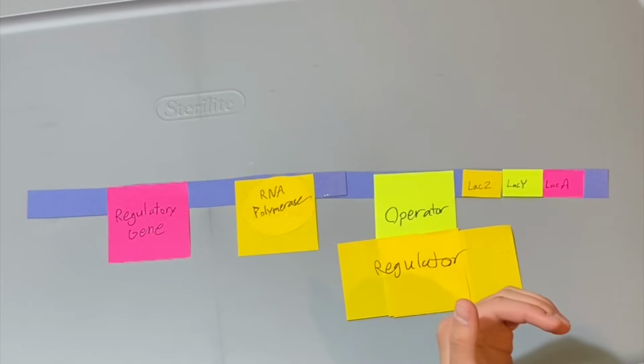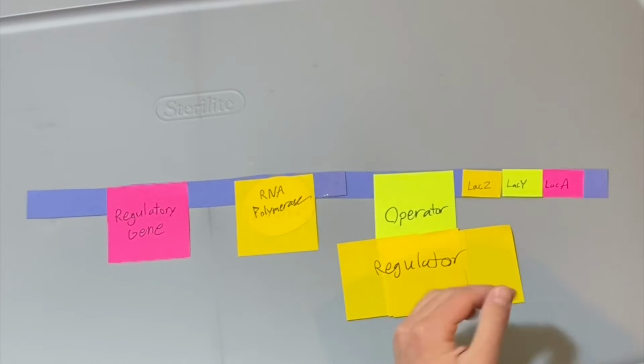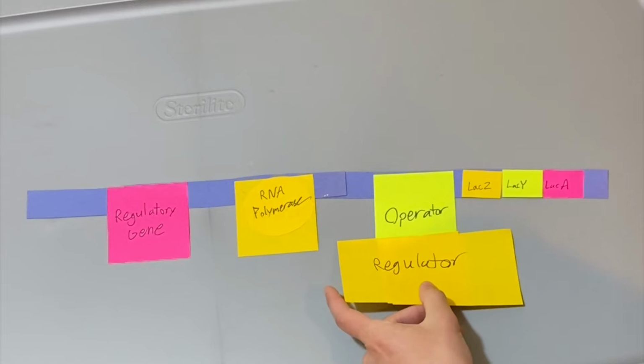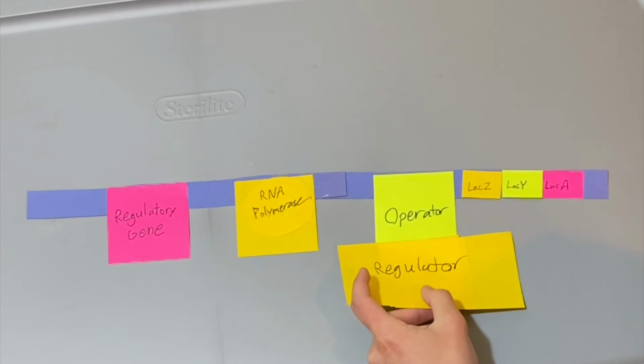And in repressible operons, which are on by default, our regulator is absent until an inducer comes along and allows the regulator to bind to the operator to stop the gene expression.